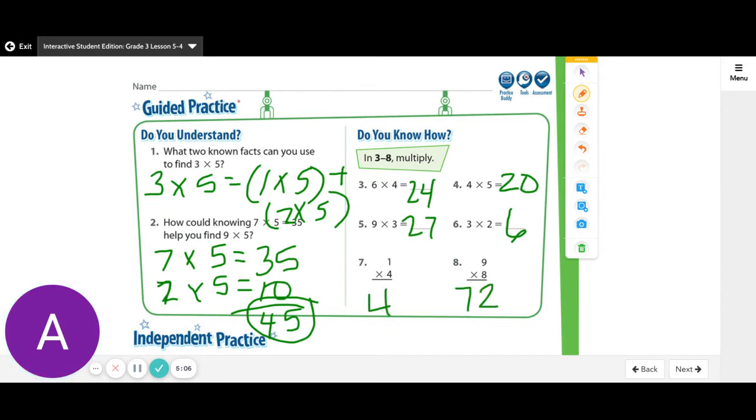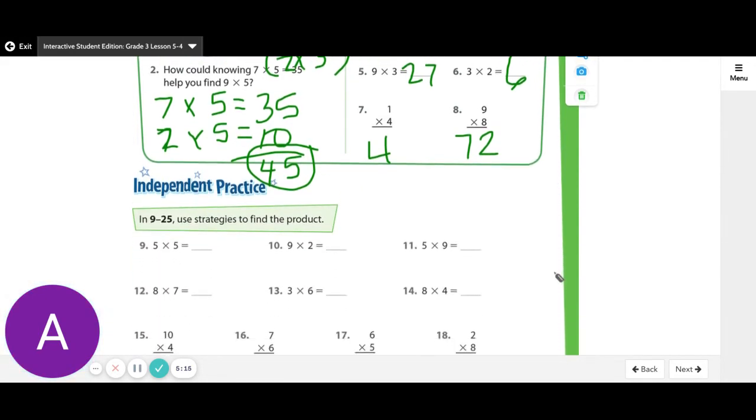6 times 4 is 24. 4 times 5 is 20. 9 times 3 is 27. 3 times 2 is 6. 1 times 4 is 4. And 9 times 8 is 72.